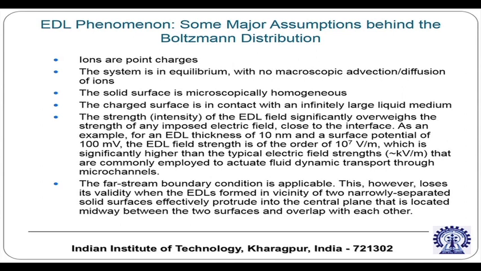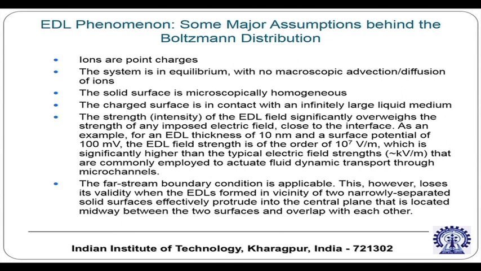Now can you say which of these assumptions are likely to be strongly violated as you go down to the nano domain? See, the first assumption is one of the big sources of that discrepancy. Ions are point charges, this assumption is valid provided the system length scale is significantly greater than the ionic length scale. But if the system length scale itself is a few nanometers, then you no more can consider ions as point charges, and then finite size effects of the ions need to be appropriately considered.